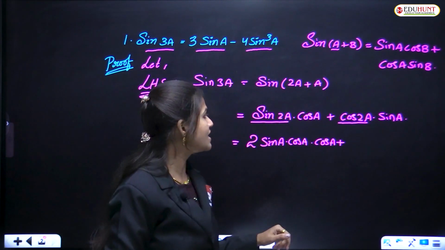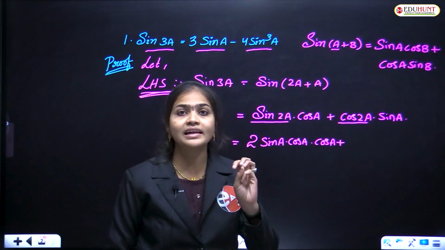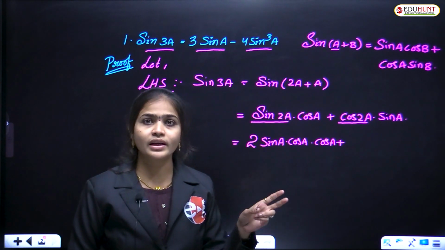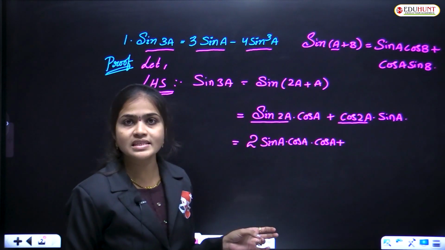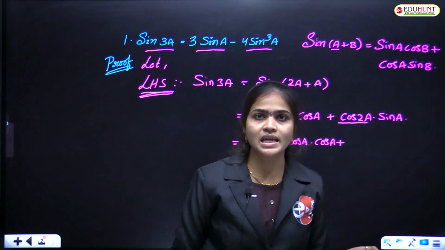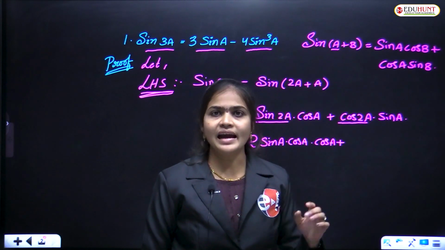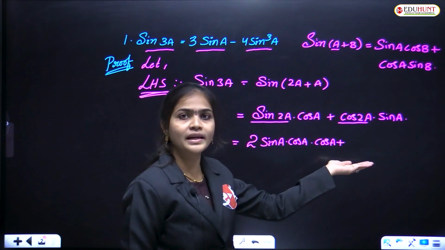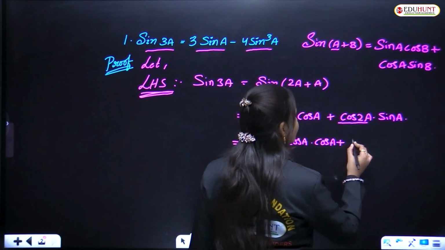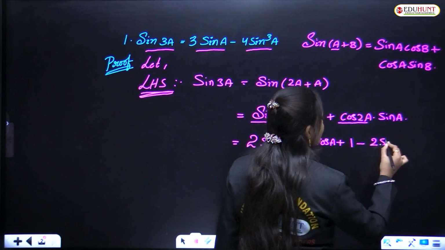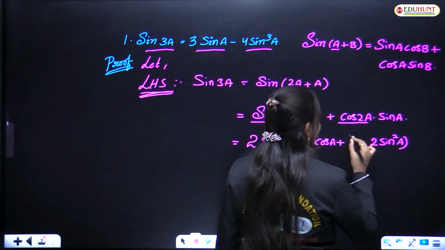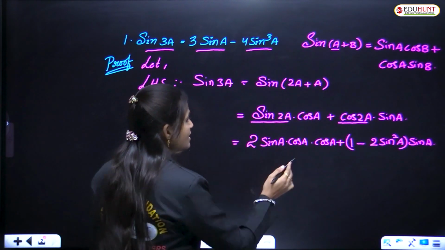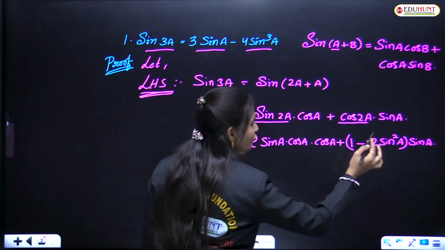Am I clear? Cos 2A has 3 formulas. One is cos square A minus sin square A. Another is 2 cos square A minus 1. In terms of sine it is 1 minus 2 sin square A, and there is also one in terms of tan. Here which formula do we apply? In terms of sine, so 1 minus 2 sin square A, into sin A. That is the formula for cos 2A in terms of sine.